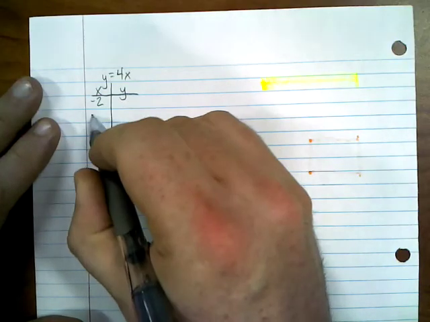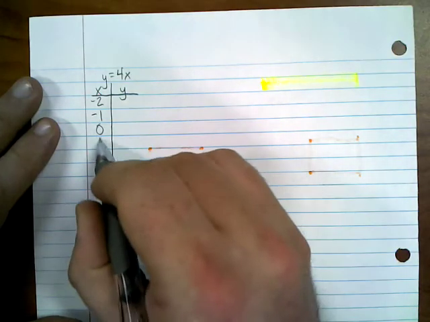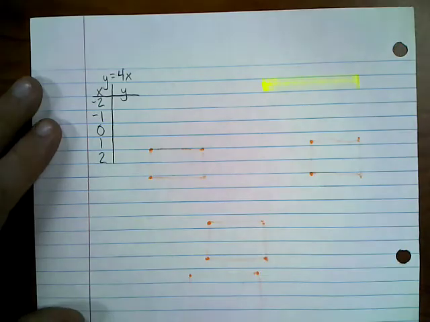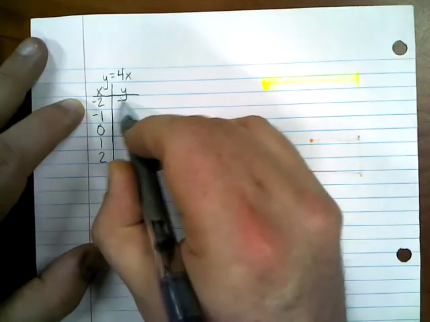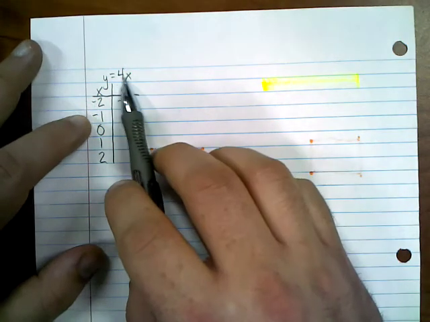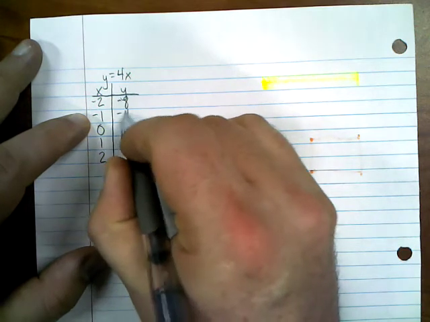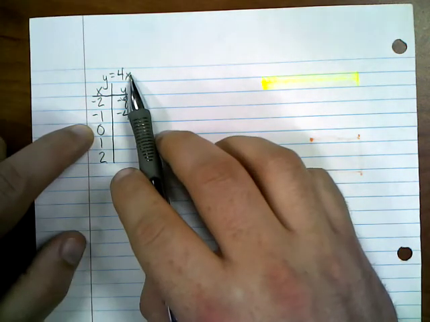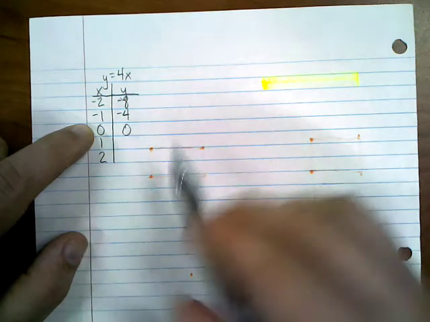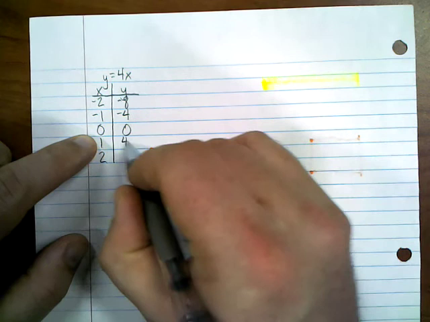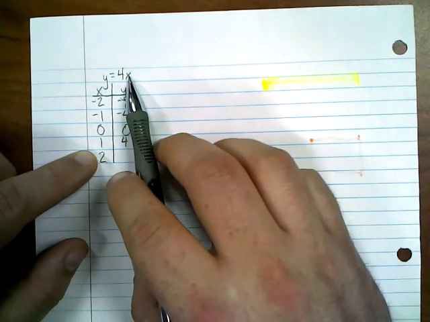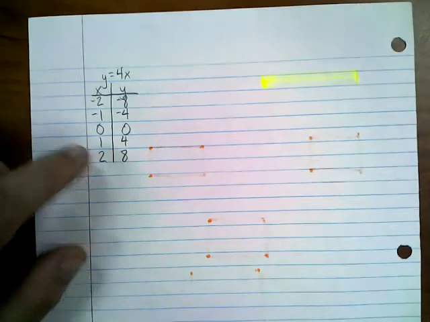And so I'm going to plug in a little bit on the left, a little bit on the right of the y-axis. So I'm going to start with negative 2, and work my way up to positive 2. So 4 times a negative 2 is a negative 8. 4 times a negative 1 is a negative 4. 4 times 0 is 0. 4 times 1 is 4. And finally, 4 times 2 is 8.